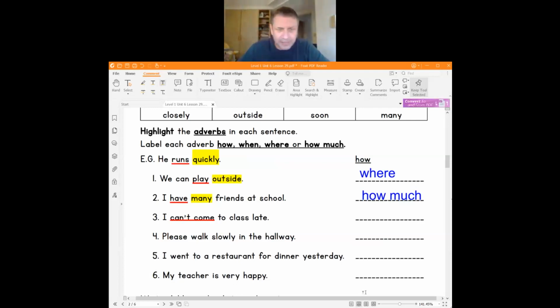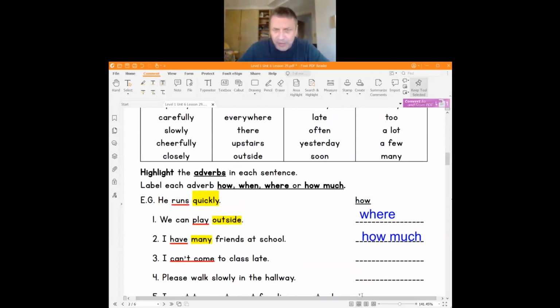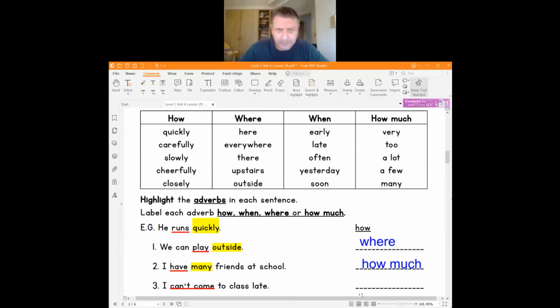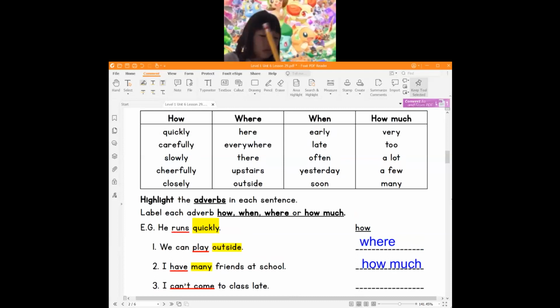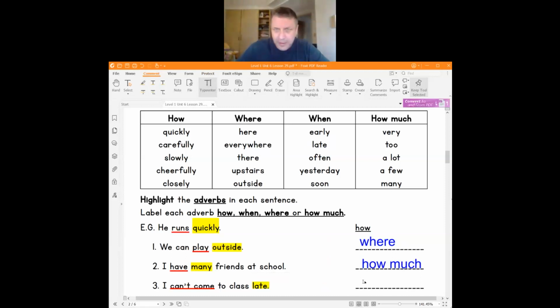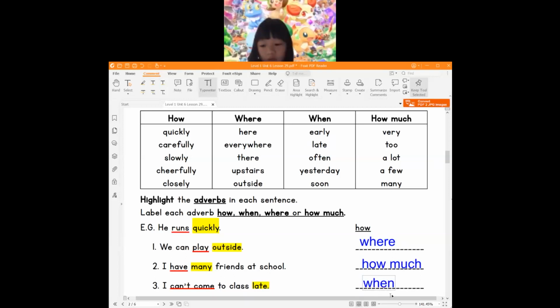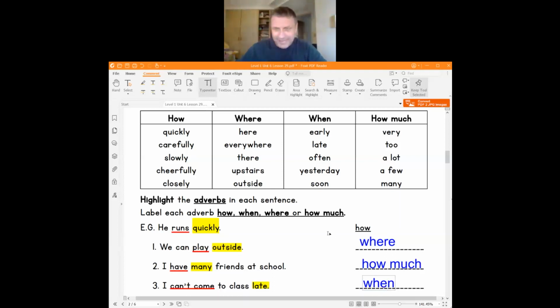Okay. Good job, Olivia. Olivia, can you tell us what you think the adverb is? Late. Very good. Please highlight late, everybody. And what kind of adverb is late, Olivia? When. That's right. It tells us when I can't come.